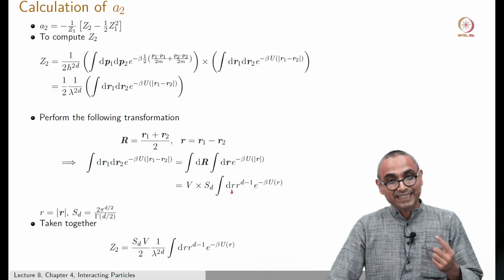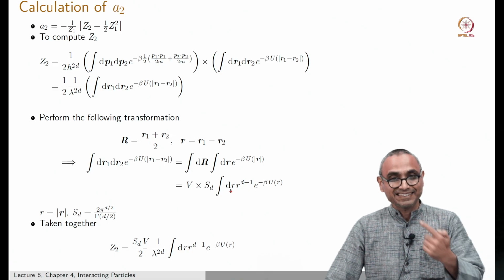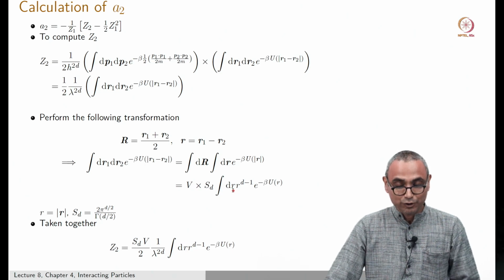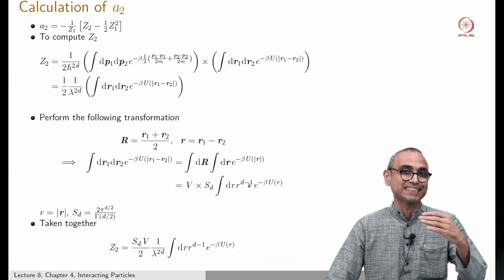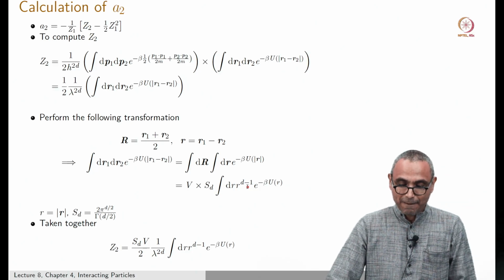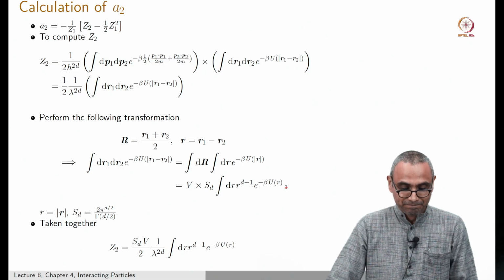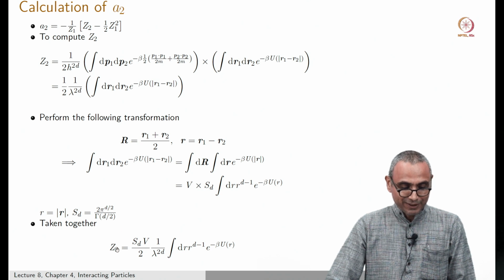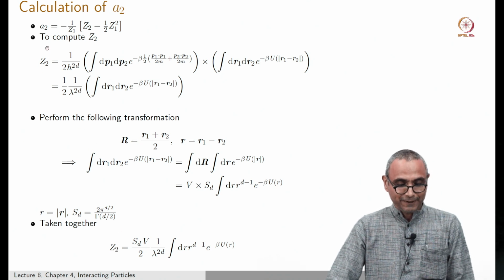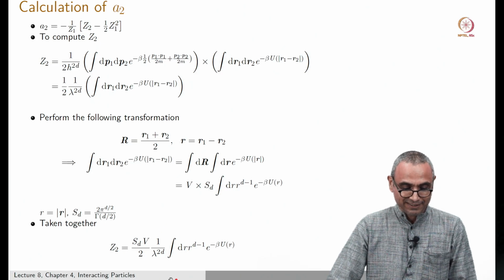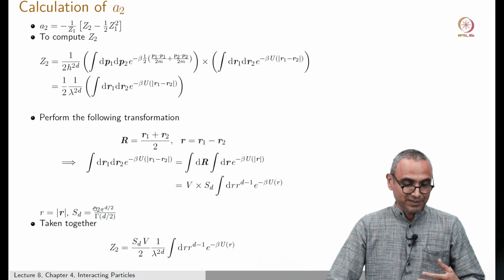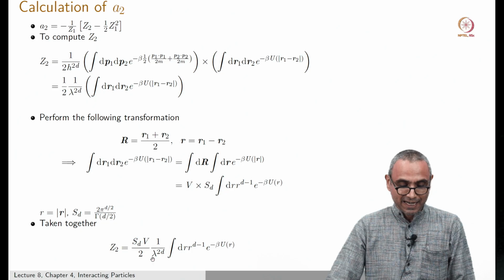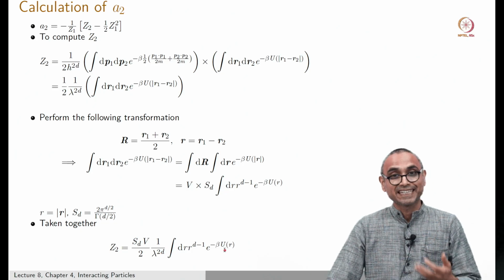And an integral over the radial coordinate, the radial distance. So, that is dr, no vector here, it is a light font, so it is not a vector, and r to the d minus 1, this is just the shell volume element that you need, e to the minus beta u of r. Okay. So, taken together, you will see that Z2 that we started off working out is exactly equal to S_D, the surface area of the d-dimensional sphere, multiplied by the volume divided by 2 lambda to the 2d times this integral, which is an integral over the potential.